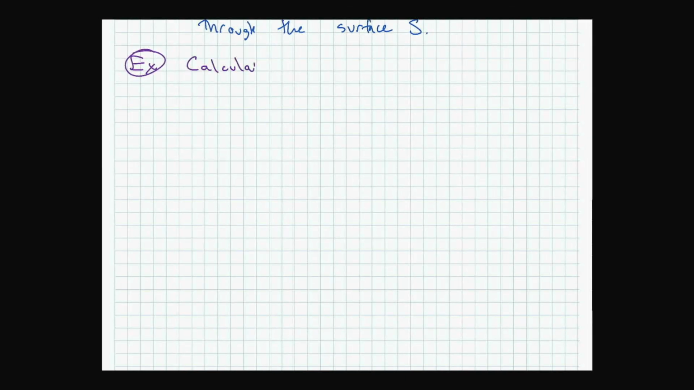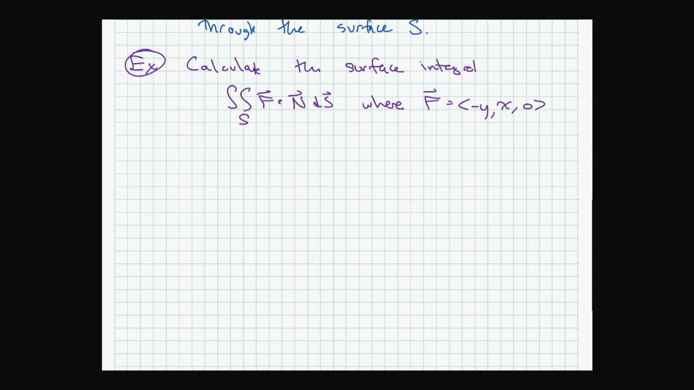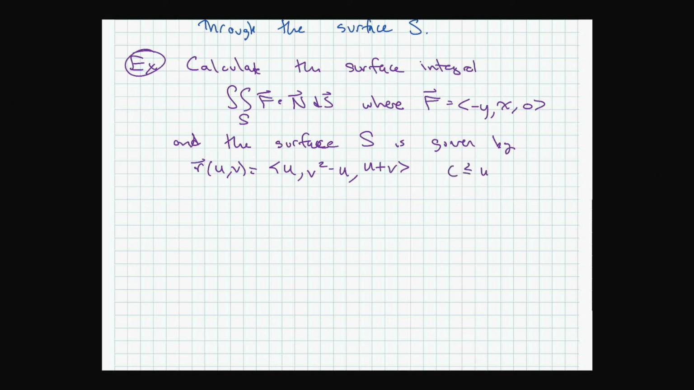Calculate the surface integral, double integral over S of F dot n dS, where F is the vector field <negative y, x, 0>. And the surface, they give us the parameterization because they're nice. So the surface S is given by r(u,v) = <u, v squared minus u, u plus v>, where u is between 0 and 3 and v is between 0 and 4.